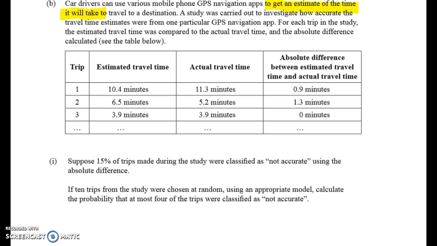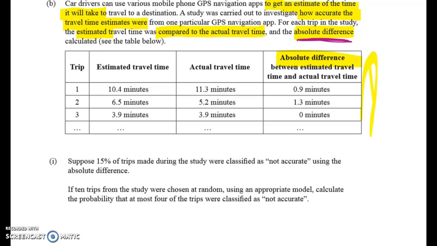A study was carried out to investigate how accurate the travel time estimates were from one particular GPS app. For each trip in the study, the estimated travel time was compared to the actual travel time. And the absolute difference, that gets 2 underlines, was calculated. And we're given some of that information in the table below. So this is just to give you a wee bit of context about what it means by the absolute difference.